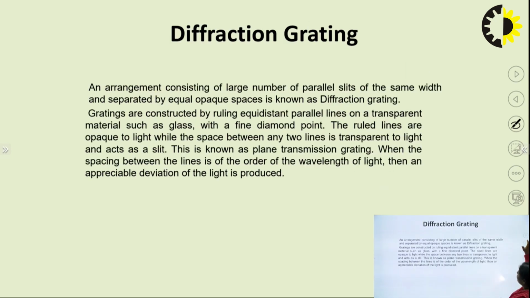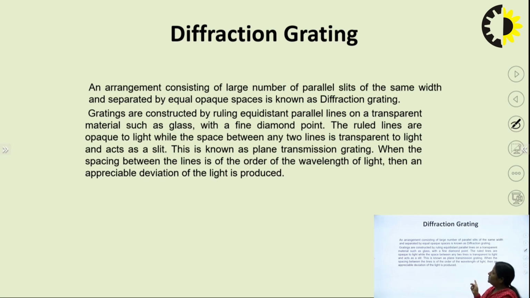So, now we quickly talk about the meaning of grating, or what we mean by n number of slits. Actually, the grating is an arrangement consisting of a large number of parallel slits of the same width, separated by equal opaque spaces, and this whole arrangement is known as a combination of n number of slits, and also as the diffraction grating.